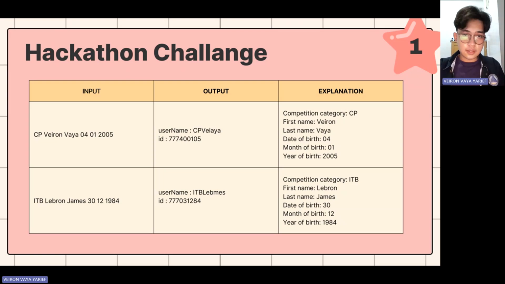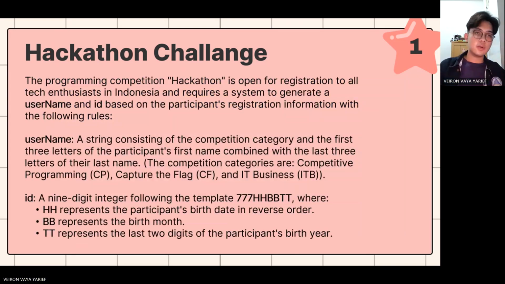From the output, we have username and ID. So from this, we know that the output will be two: username and ID. And what are the inputs? We have six inputs here: competition category, first name, last name, date of birth, month of birth, and year of birth. After we identify what we need to do, we go to the question.